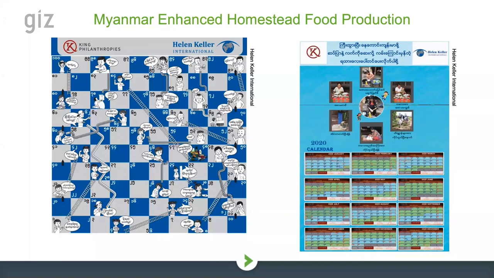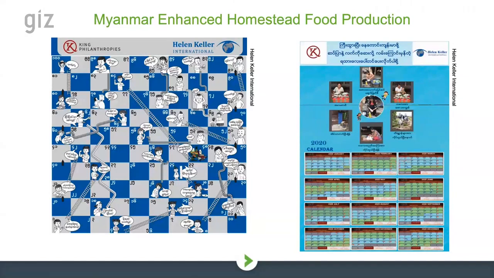And so essentially, you go through the game, and when you hit a good behavior, you climb up the ladder, and when you hit maybe a challenge, you come down the ladder. And so the whole thing is kind of trying to help your family get to where they want to be.